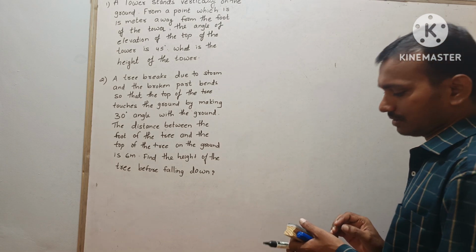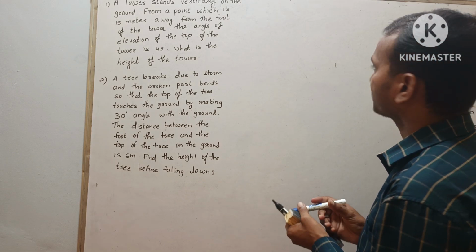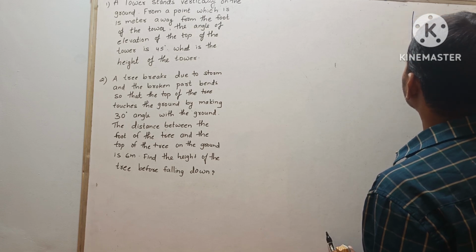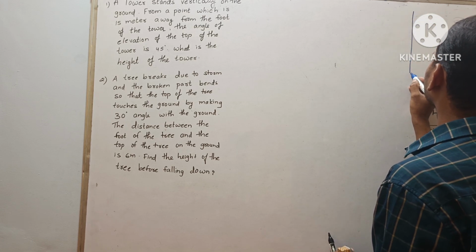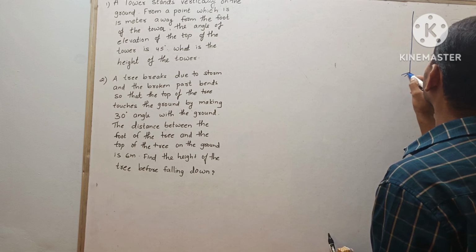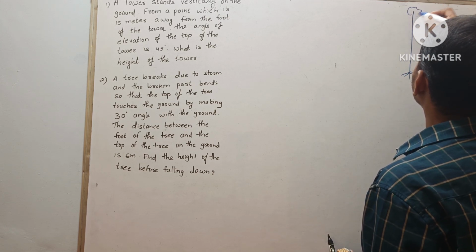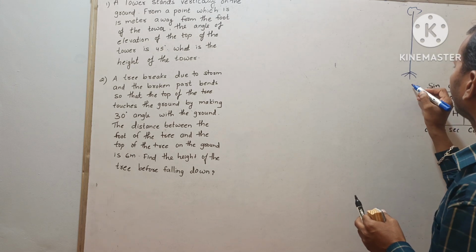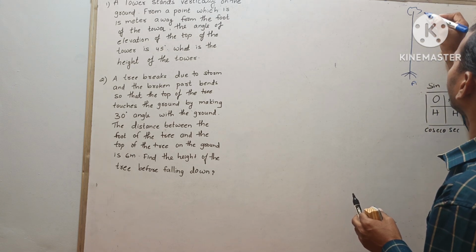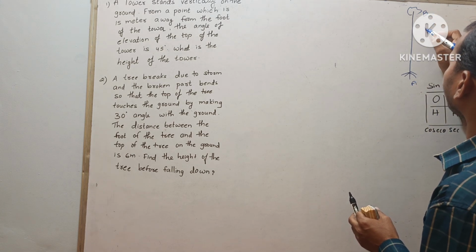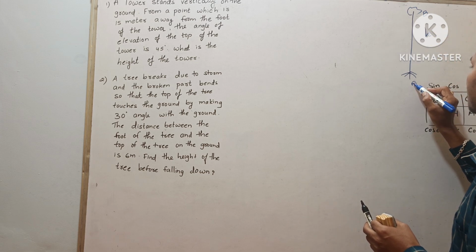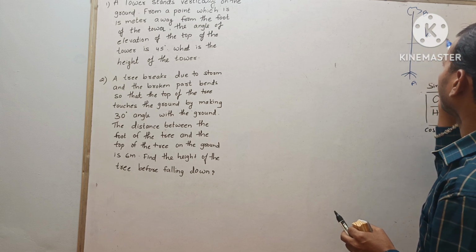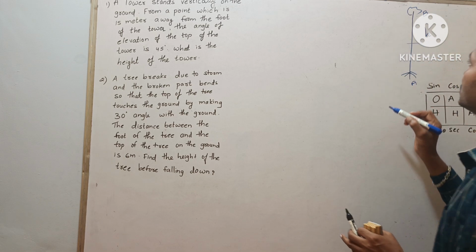So first we have to draw a rough diagram for this given information. See here. This is a tree. Okay, this is a tree. Let AB be the height of the tree. AB is the height. So now the tree was broken into two parts.